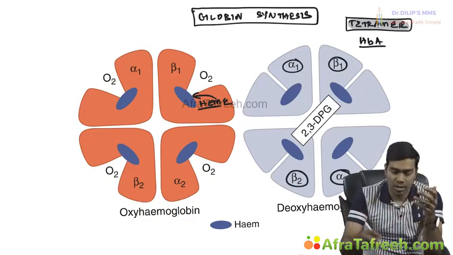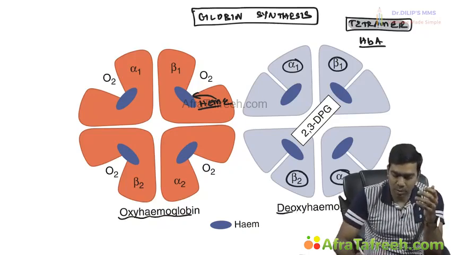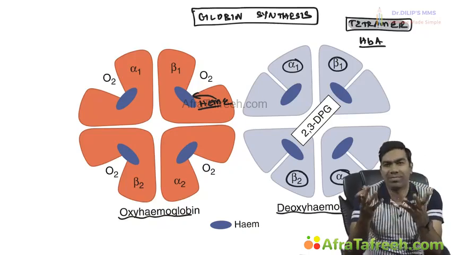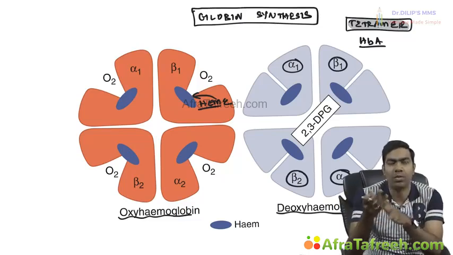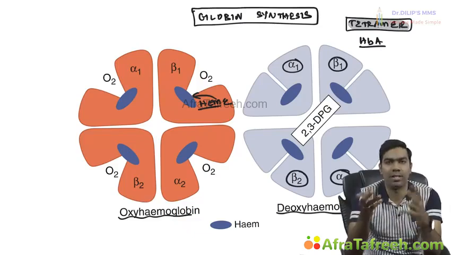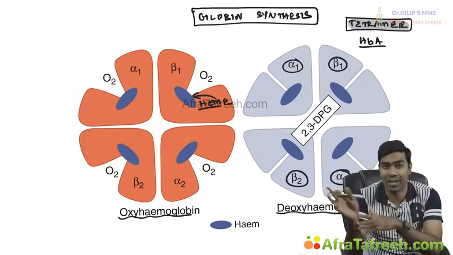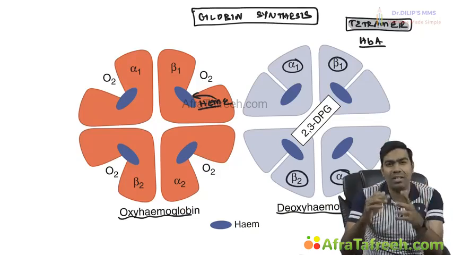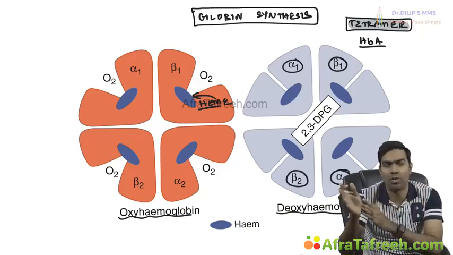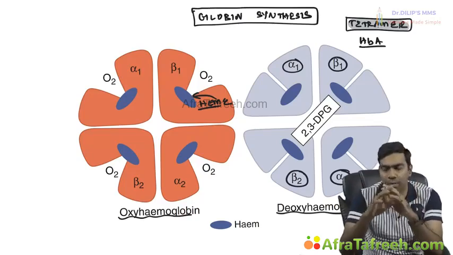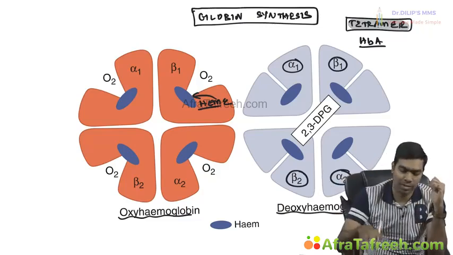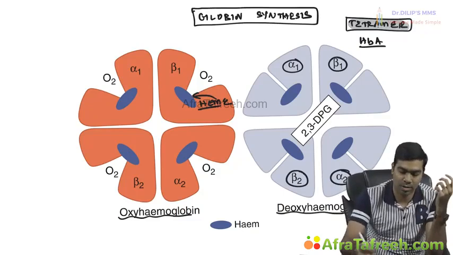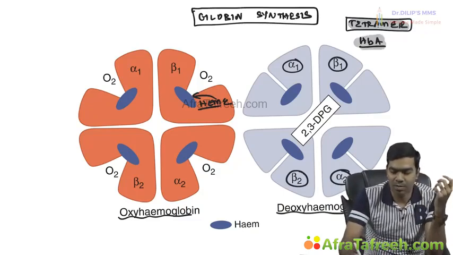I already told you about the oxyhemoglobin and deoxyhemoglobin varieties and how 2,3-DPG affects their properties. 2,3-DPG increases oxygen release and shifts the oxygen hemoglobin dissociation curve towards the right. But here, since we are moving on to the core of globin chain synthesis, we will remove all these things from our understanding and concentrate only on globin chain synthesis and the types of globin chains. We have a lot of types of hemoglobin.